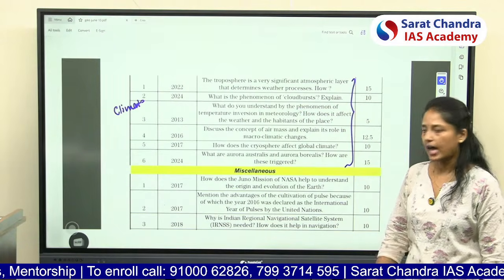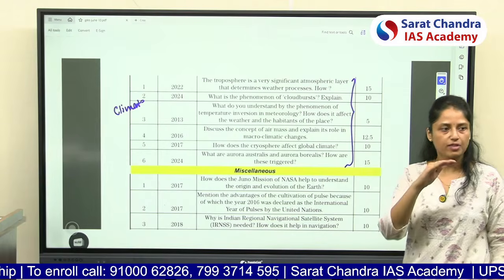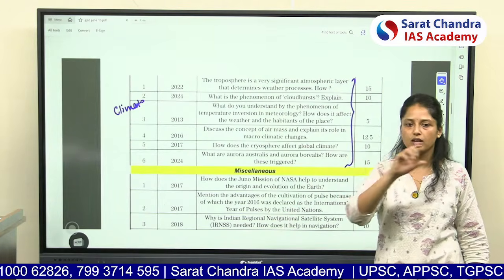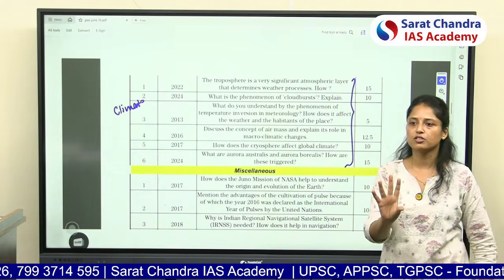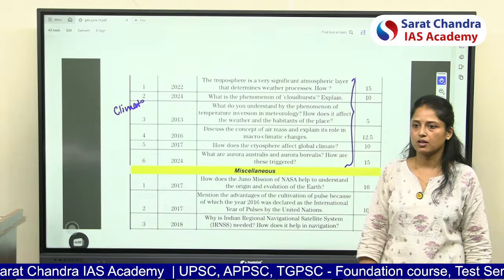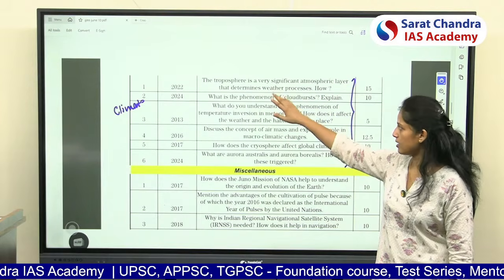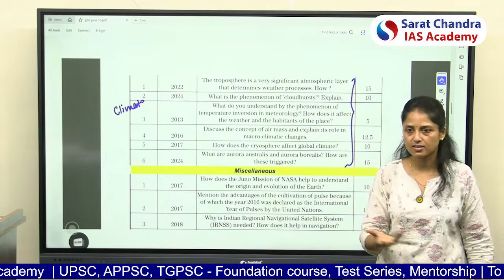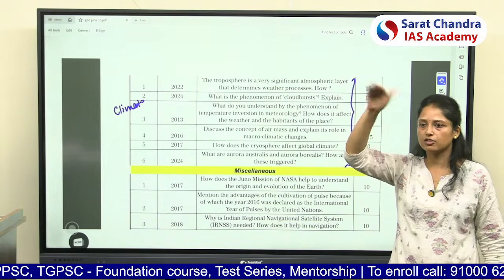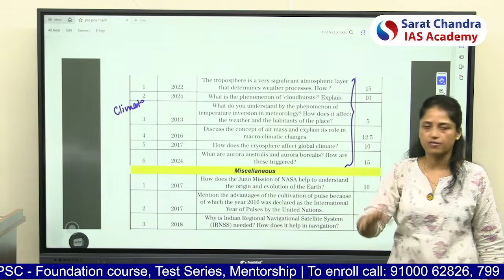Why? Actually, this is a very basic question, because when you read the layers of atmosphere, for every layer, you will read the importance. What is the importance of troposphere? What is the importance of stratosphere? It was very basic question. So what all things you could have written here? You will write the reason that why it is significant, and you could have made the diagram, the layers of atmosphere, right? All these things you could have done.